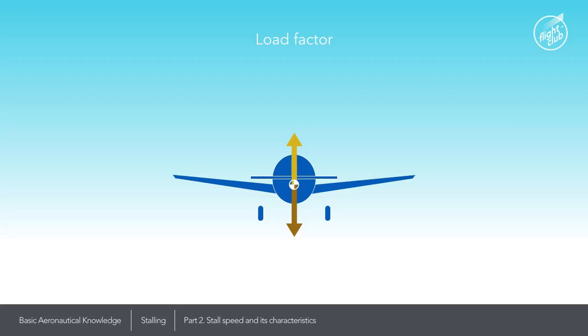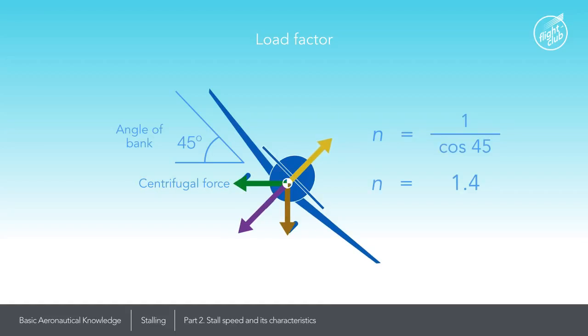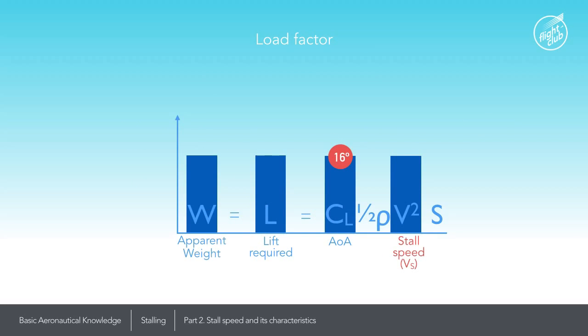For example, in straight and level flight, the load factor is equal to 1, but in a 45-degree balanced turn, with the help of a fancy mathematical formula, the load factor is 1.4. In such a turn, the aircraft's apparent weight increases. Its need for lift increases, thus the stall speed increases.